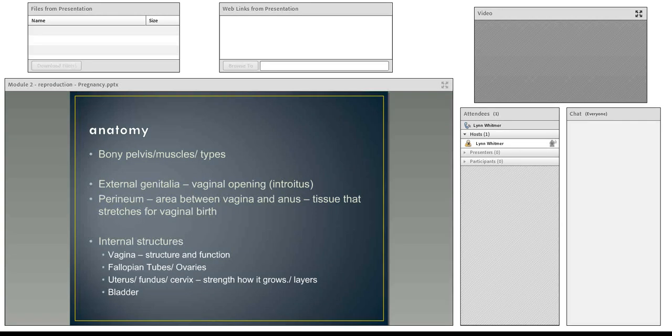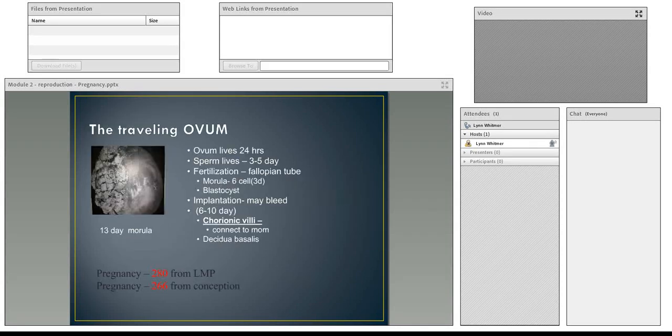The perineum is that space between the vagina and the rectum. It's the perineal body, and that's what's also going to stretch, like we said, and allow for that baby to be delivered. The internal structures, we've already talked about the vagina, we've talked about the fallopian tubes and the ovaries, we talked about the uterus, the fundus, the cervix, and we've talked about the bladder. So I think we've mentioned all of our structures there.